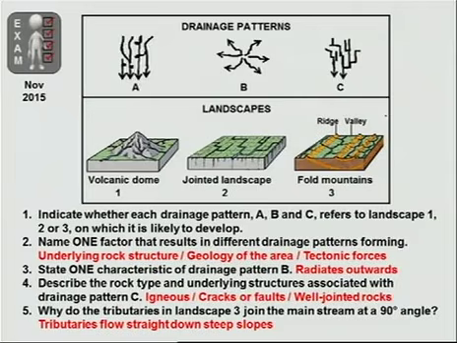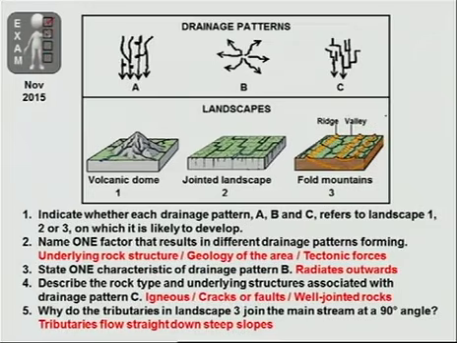Then number 4. Describe the rock type and underlying structures associated with the drainage pattern C. Here we've got the drainage pattern C, and of course, if you have a look at it, it will join with this one. I actually didn't want to tell you that because that's the answer I'm waiting for. It would be igneous rocks with cracks or faults in it, well-jointed rocks. That would be the answer there.